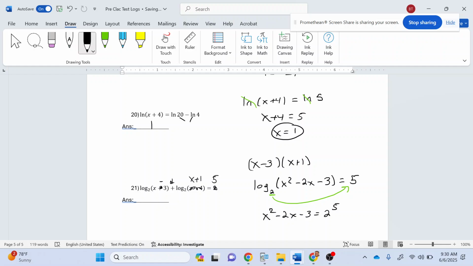This is 32. So I got to subtract 32 to the other side. So x squared minus 2x minus 35 equals 0. Then you're going to find numbers that multiply to negative 35 and add to negative 2.